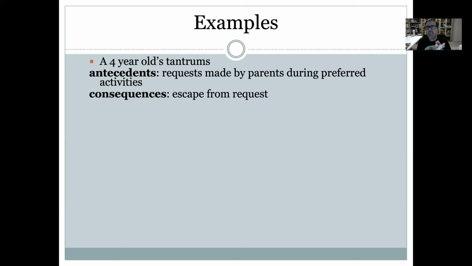Now, if the antecedent is the parents make requests to the child, the child engages in the problem behavior, and the problem behavior produces escape from the request, let's think about this first. Now, is it positive or negative reinforcement? Now, you should answer negative reinforcement. Why is that? Because the child gets the requests, which are aversive, engages in the problem behavior, and the request goes away. So there's an aversive event, requests, and the behavior removes the aversive event. Therefore, behavior makes things better by removing an aversive event, negative reinforcement.